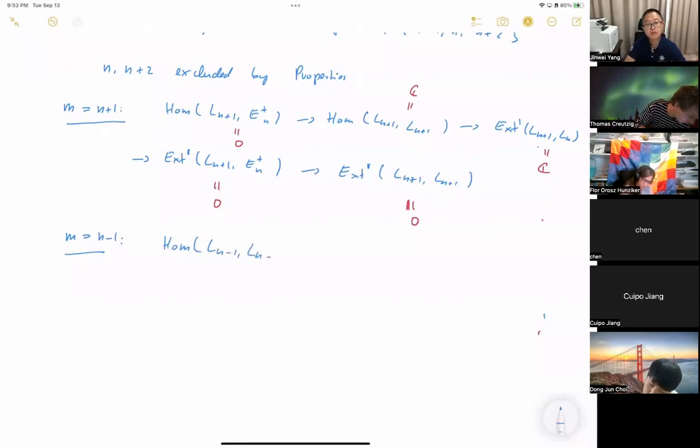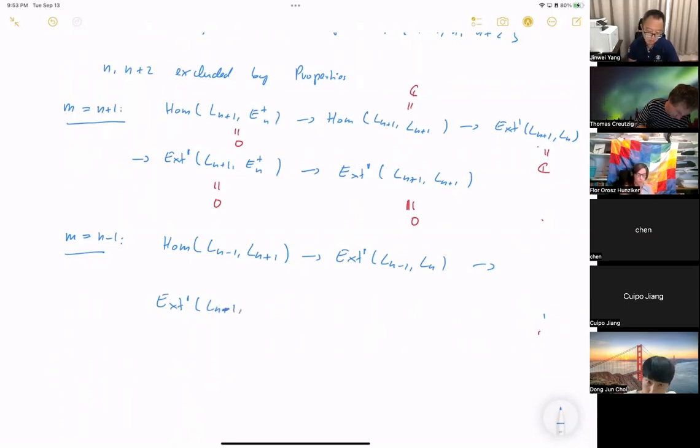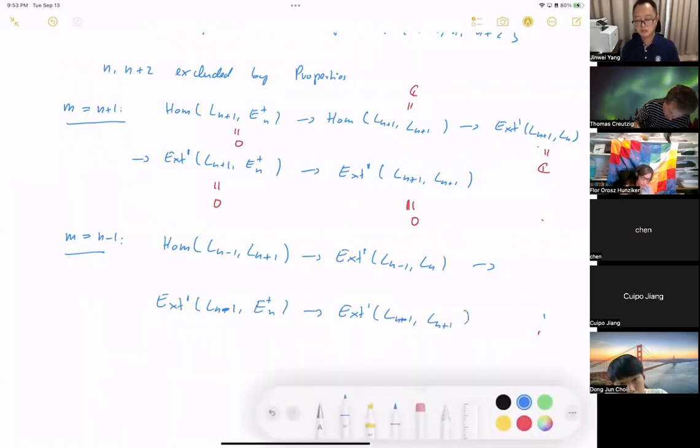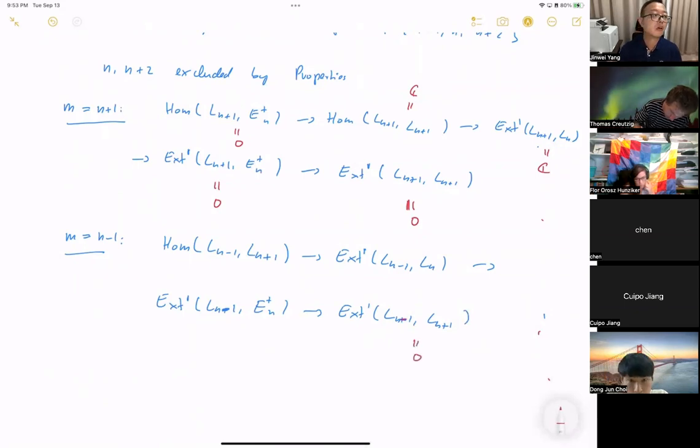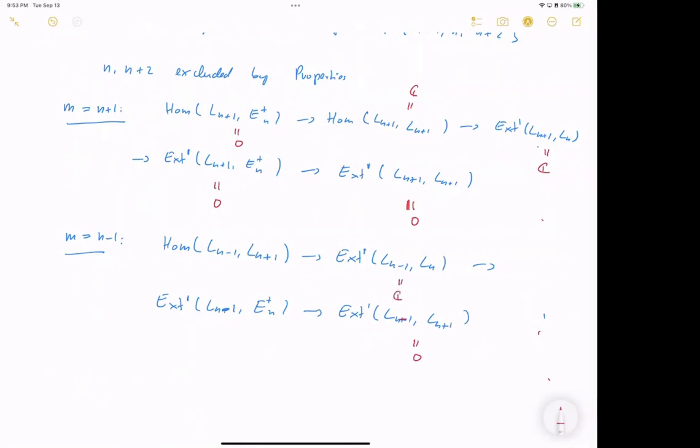Again, you write down an appropriate portion of your long exact sequence in cohomology, and you write down what you know. So here, this is an n minus one. So there is no such extension. Here we have an extension. Here there is no homomorphism. And you see the only possibility for this statement to be correct is that this space is also one dimensional. And in this way, you derive one statement after the other.